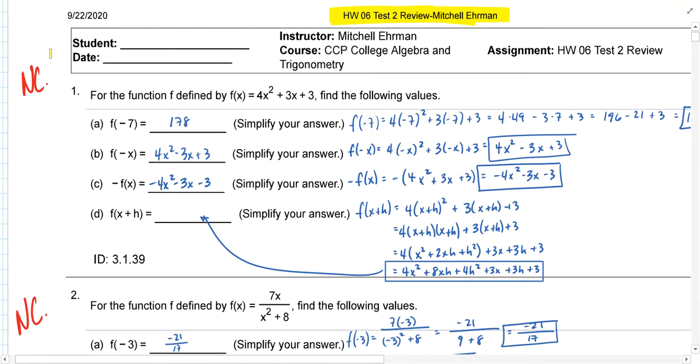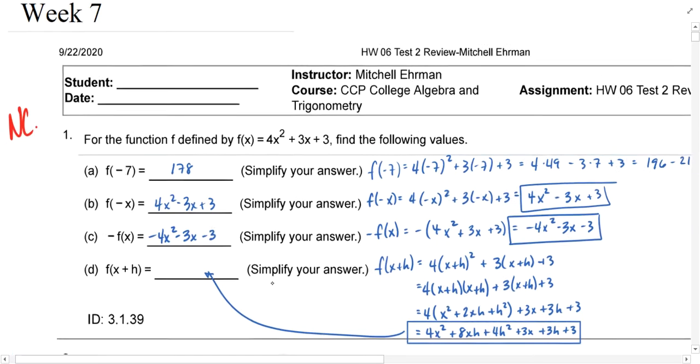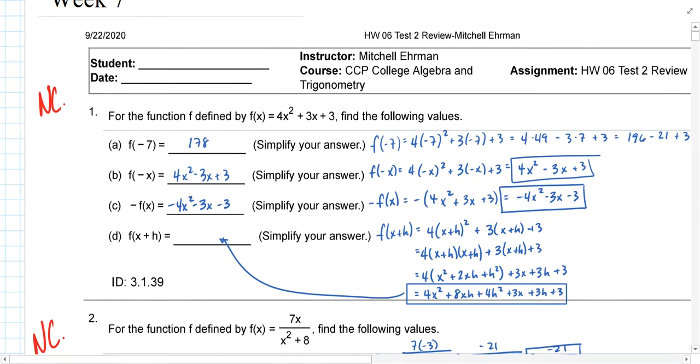I've also added a few notes at the side of each problem, NC or CP, and those stand for no calculator or calculator permitted. So if you're worried about what type of questions you'll see on the calculator and no calculator portion of the test this week, here are some notes to help you recognize that.